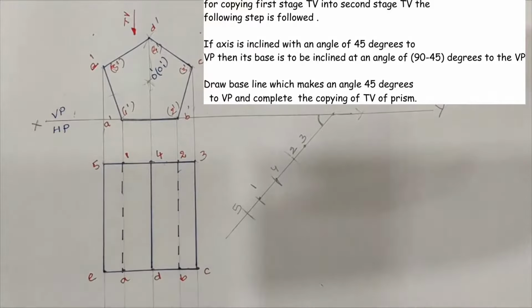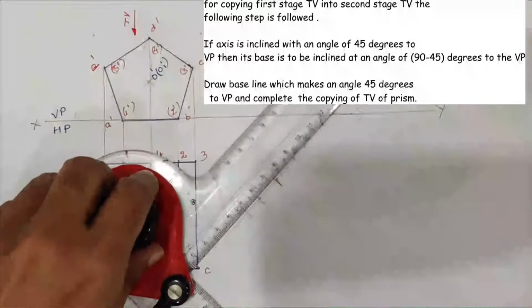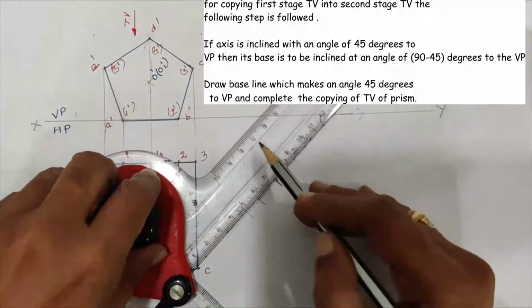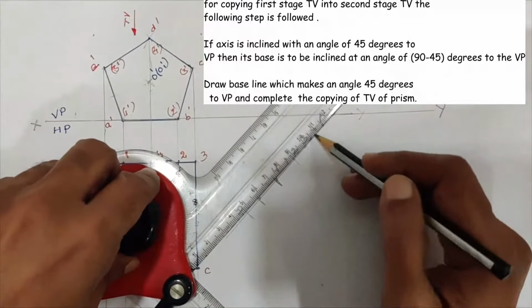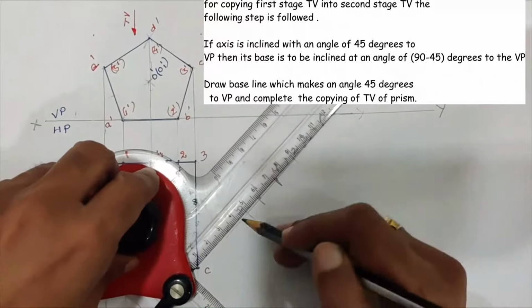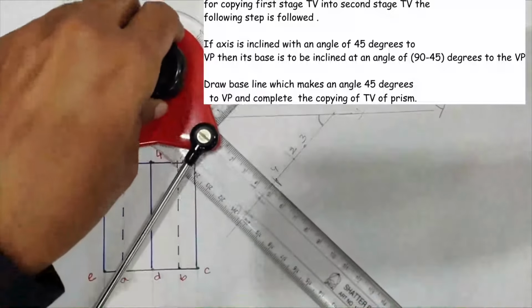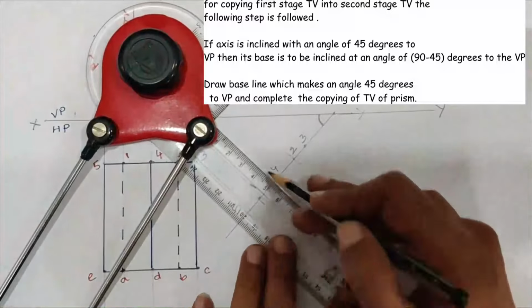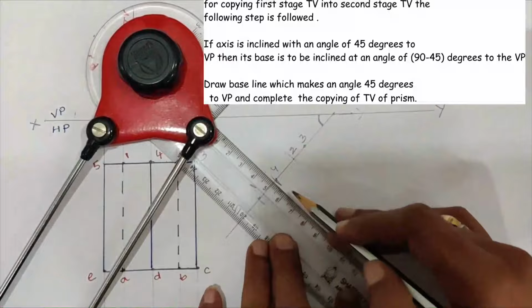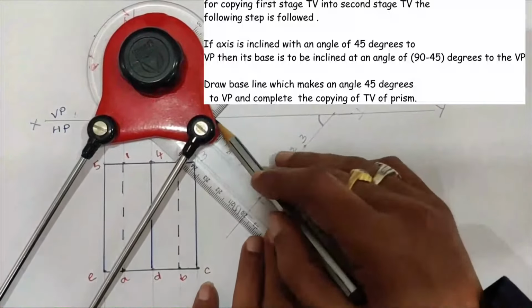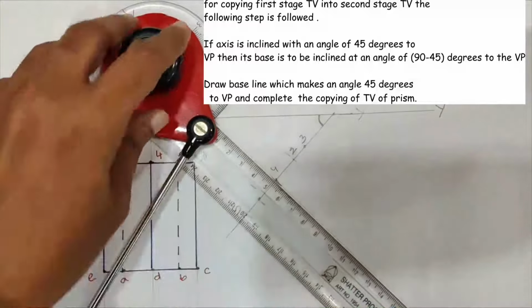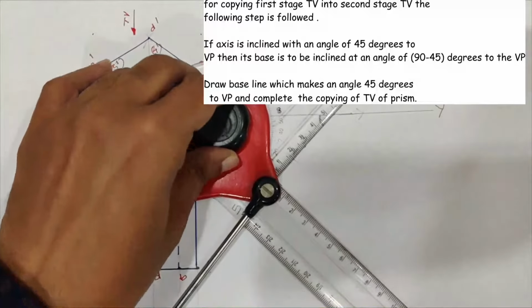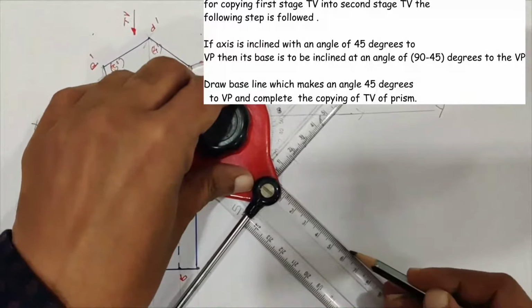So draw the axis line. Here this scale as well as this scale are mutually perpendicular. I am aligning this scale to this baseline. Then this axis line is going to be perpendicular to this baseline. The length of the axis line is 60 mm.